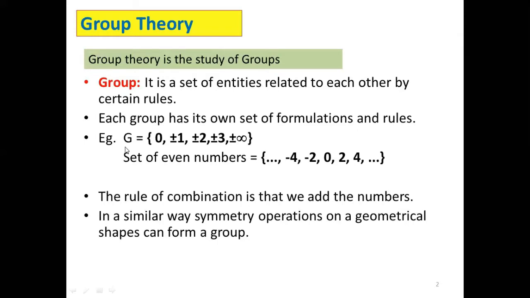For example, G, which is a set of infinite whole numbers, and another set of even numbers, which is including positive and negative even numbers. So here the rule of combination is that we add the numbers. Addition is the operation prevailing, and when we add two elements of a group, then the resulting element also should be belonging to that particular group. Then we say that the set of elements satisfies the basic rules required for a group.